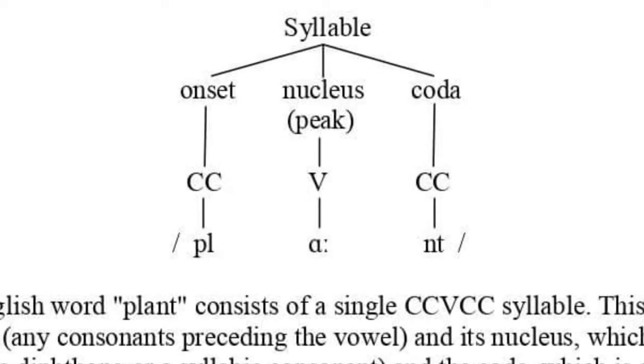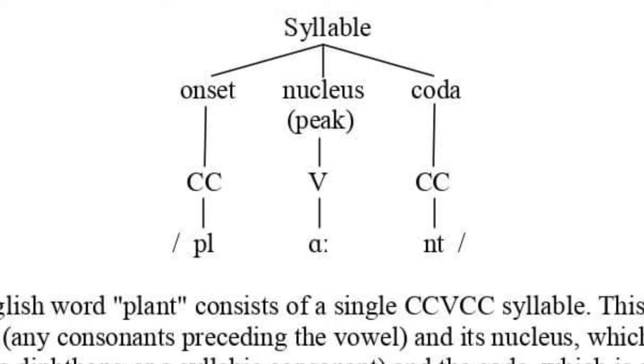So we look at this example, a monosyllabic word which is plant. In this word, we have all the elements present. The nucleus is the long ah, which is a vowel. We have some consonants before it, two consonants, P, L. So this part, P, L, is called the onset. After the vowel or after the nucleus, we have two consonants which are N, T. We call this part the coda.